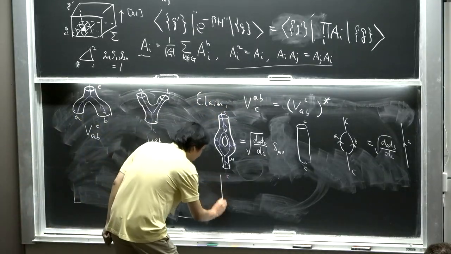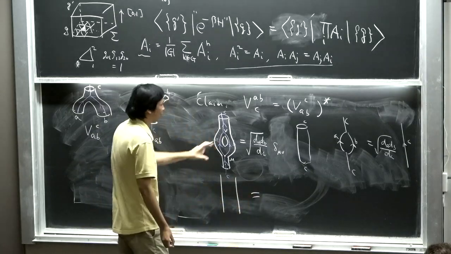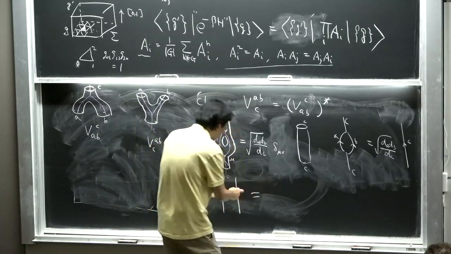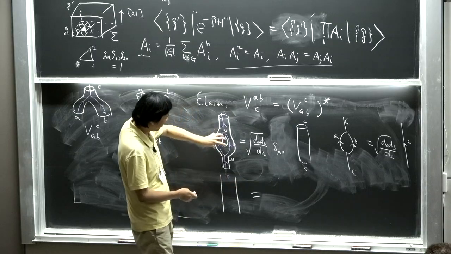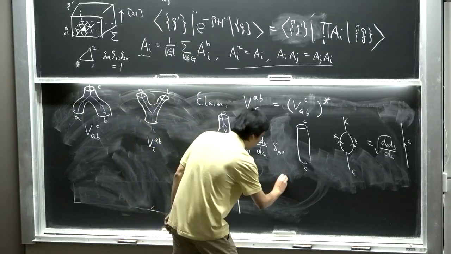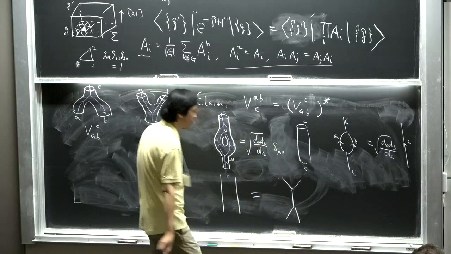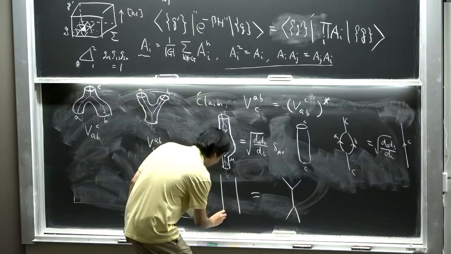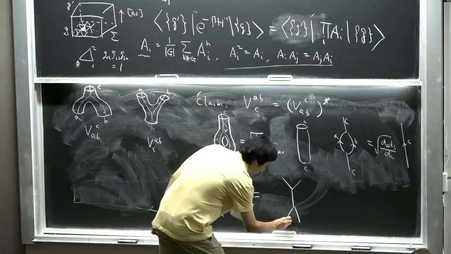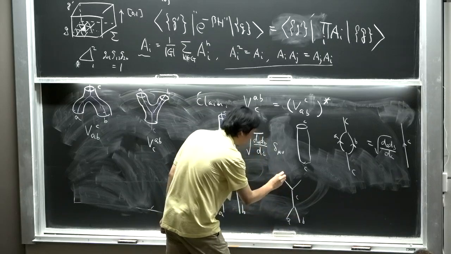And another relation, which is kind of the inverse of this picture, is that you can kill this loop, here you can shrink it, and have two lines A and B. This is kind of like a resolution of identity.